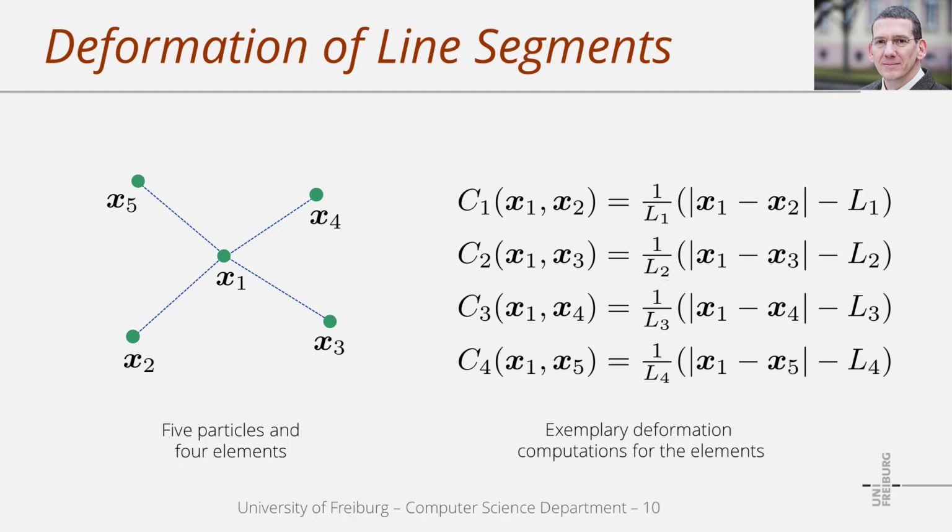We have 4 elements, so we have 4 strain functions Ci that are computed as the difference between the actual distance of 2 particles and their desired distance in the rest state of the object divided by the rest distance. Now if the object is undeformed, all functions Ci are 0. If any of the functions Ci is not equal to 0, then the respective element and also the entire object are deformed.